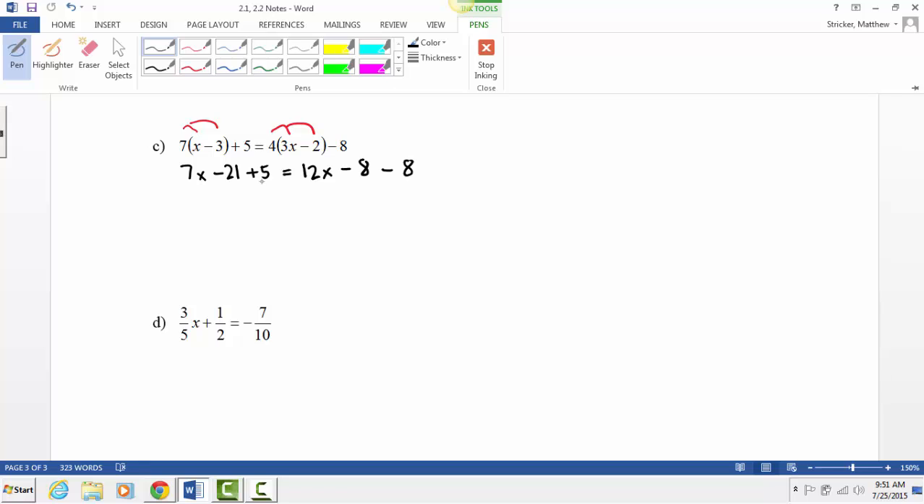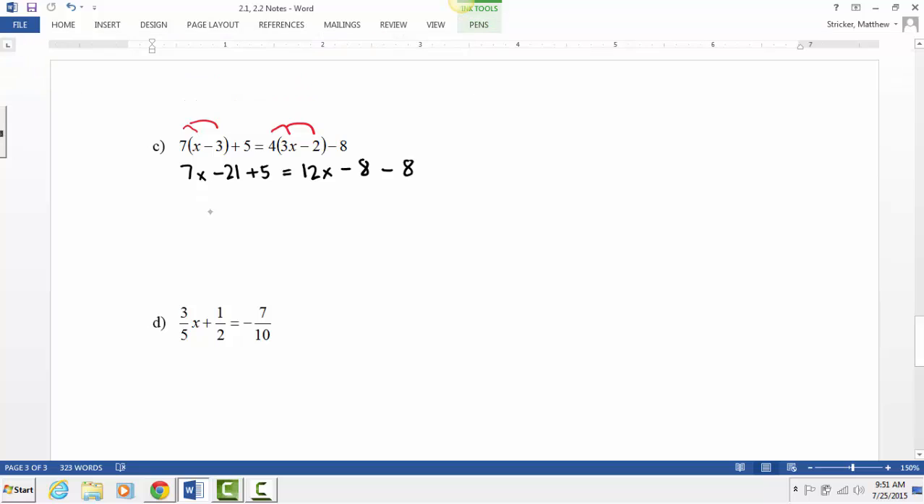Negative 21 plus 5 is negative 16. So we have 7x. Combining these two, we get negative 16. And then on the right side, the 12x stays, but the minus 8 and minus 8, that becomes minus 16. And we add those.